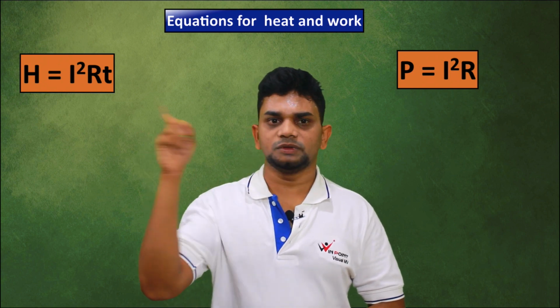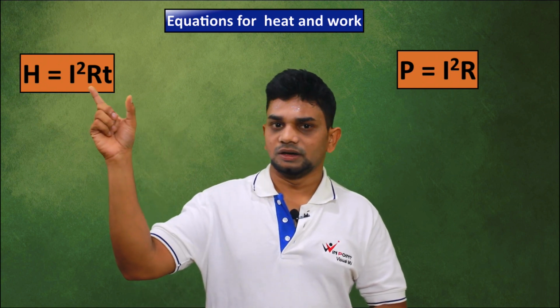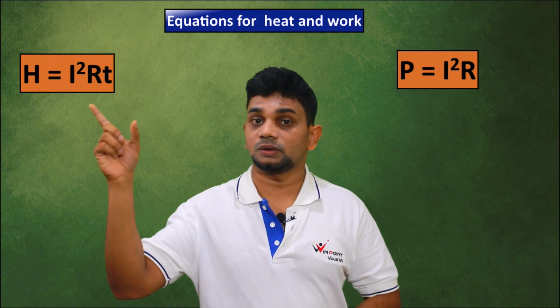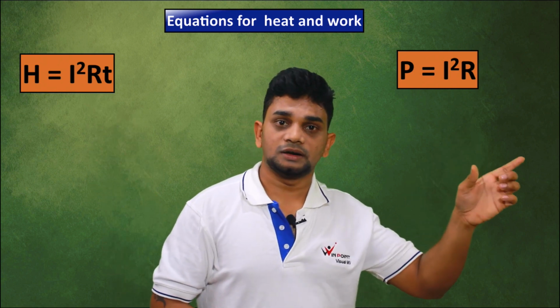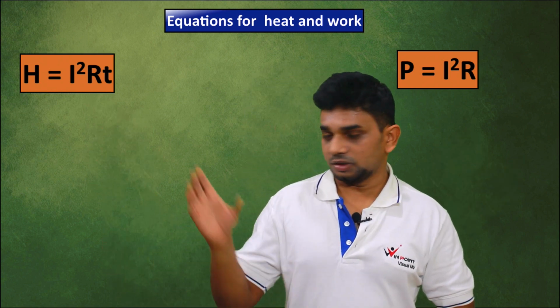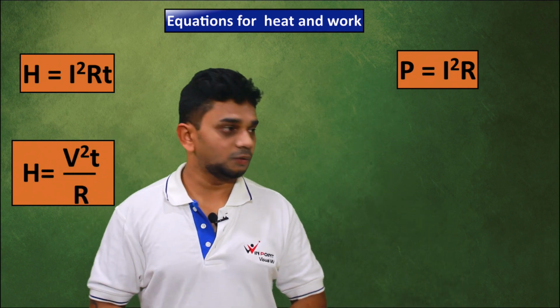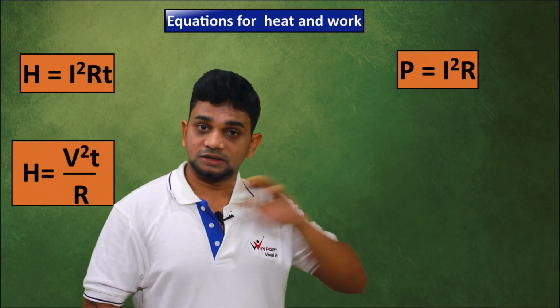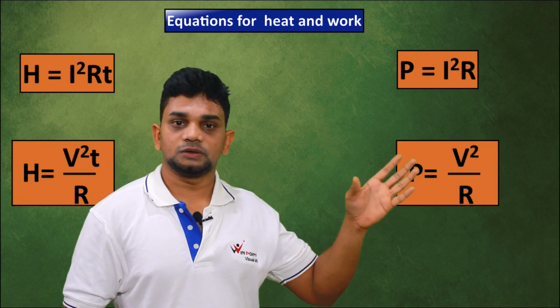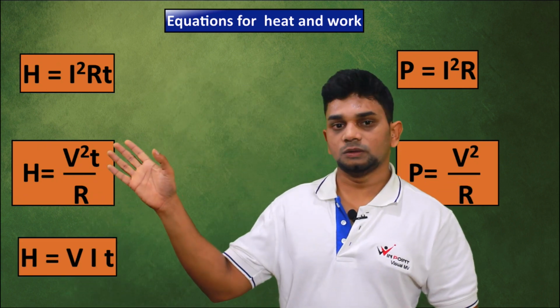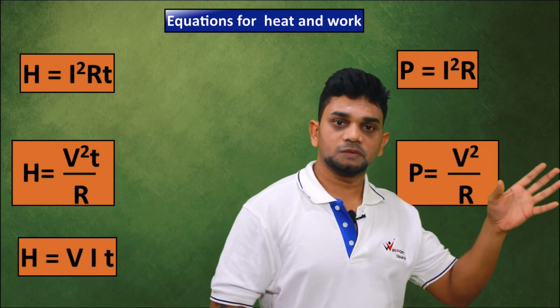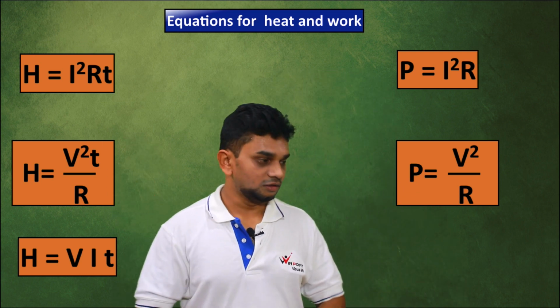Is there any relation between these two equations? Here in this equation H equal to I square RT, and here I square R, T is not there. Next equation, H equal to V square T by R. Then what will be the equation for power? Just cancel this T. Then it will be V square by R. Next one, H equal to VIT. What will be the equation for power? Just cancel this T. It will be VI.